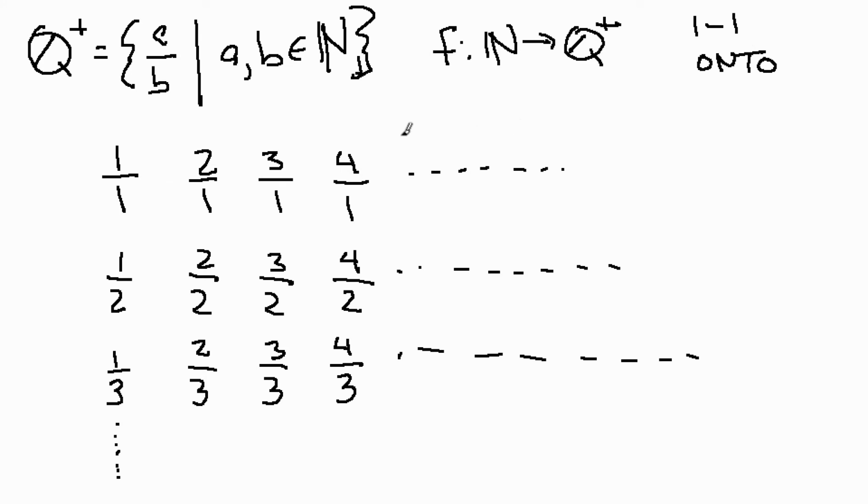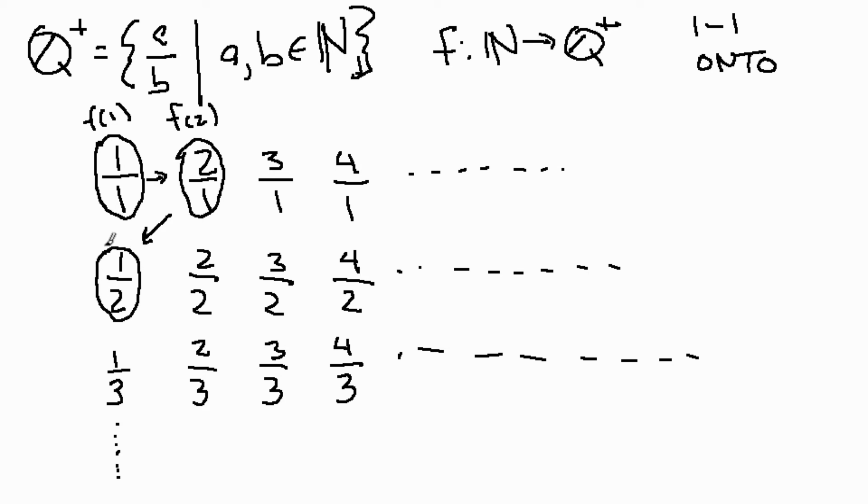And here's the way I do it. I come over here, and this is f of 1. And from here, I come over here, and I ask the following question. Is this already in my list? And the answer is no. Right now, 1 is in my list, and I'm adding 2. So I'm going to call this f of 2. And then from here, I'm going to come down to here, and I ask, is this in my list? Well, so far I've got a 1, and then a 2, and here's a half. It's not there, so I'm going to add it to the list. So I'm going to call this f of 3.